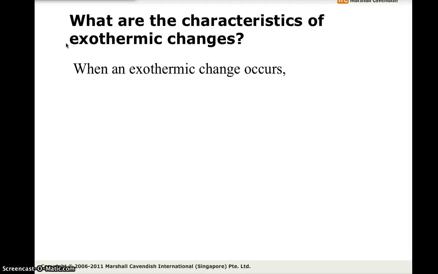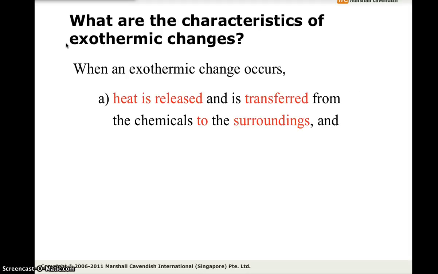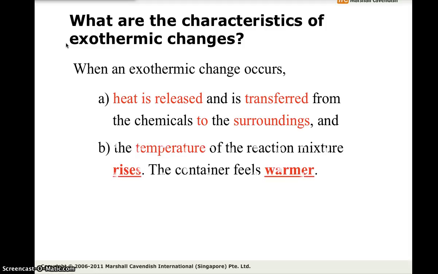When an exothermic change occurs, number one, heat is released to the surrounding. Number two, the temperature of the surrounding rises, the container feels warmer. You need to describe these two points. You need to tell me about heat energy, and you need to tell me about the temperature of the surrounding.